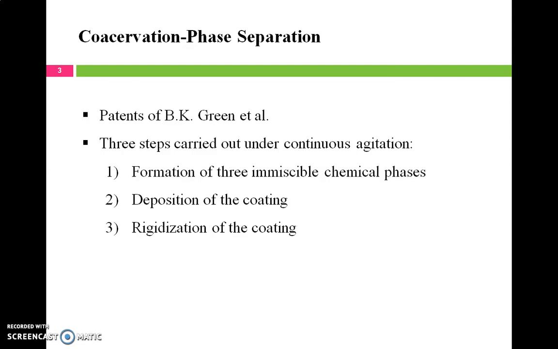The second and most important method is the co-adsorption phase separation method. This method was developed by B.K. Green and co-scientists. The principle of this method is based on three steps which are to be carried out under continuous agitation. The first step is formation of three immiscible chemical phases. The second step is deposition of coating. The third is rigidization of coating.